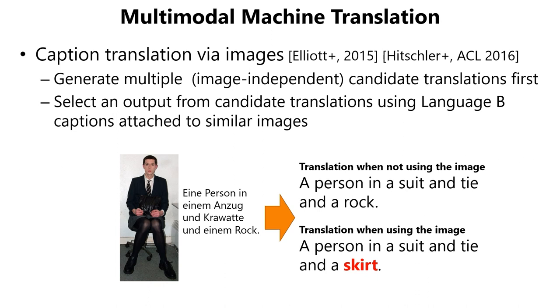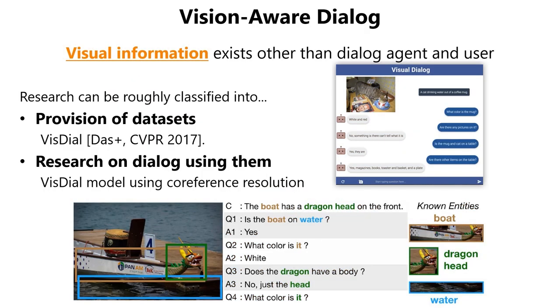As another research theme, I would like to introduce an example of visual dialogue that produces text from image and text inputs. In this case, there is visual information in addition to the textual information of the people who are having the conversation. There is a lot of research going on, for example, to provide such datasets or to use such datasets for dialogue.